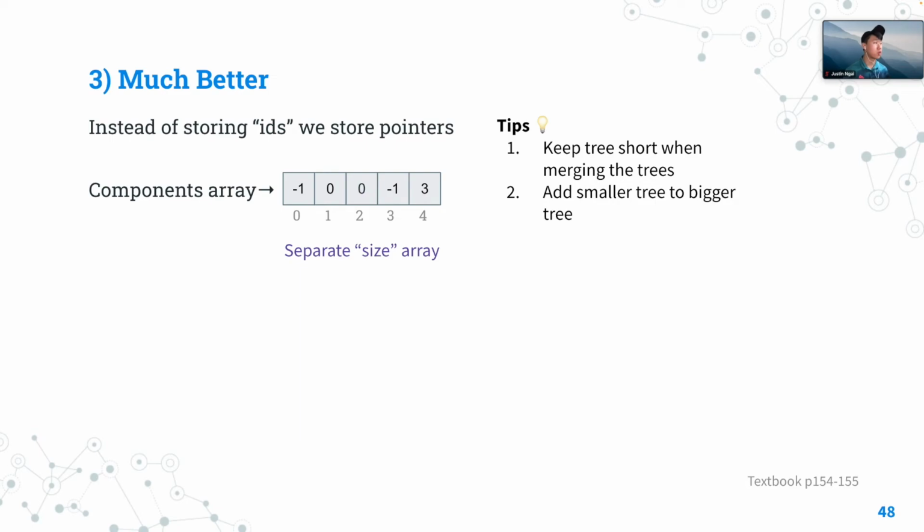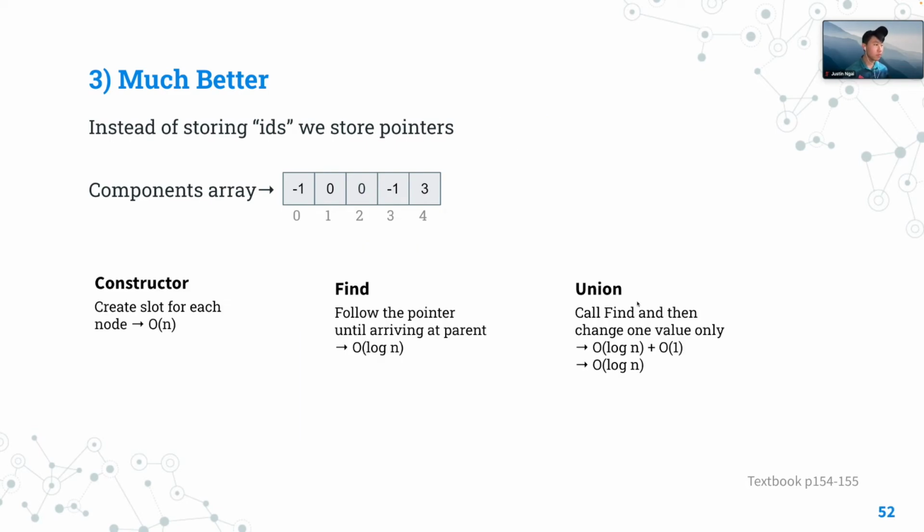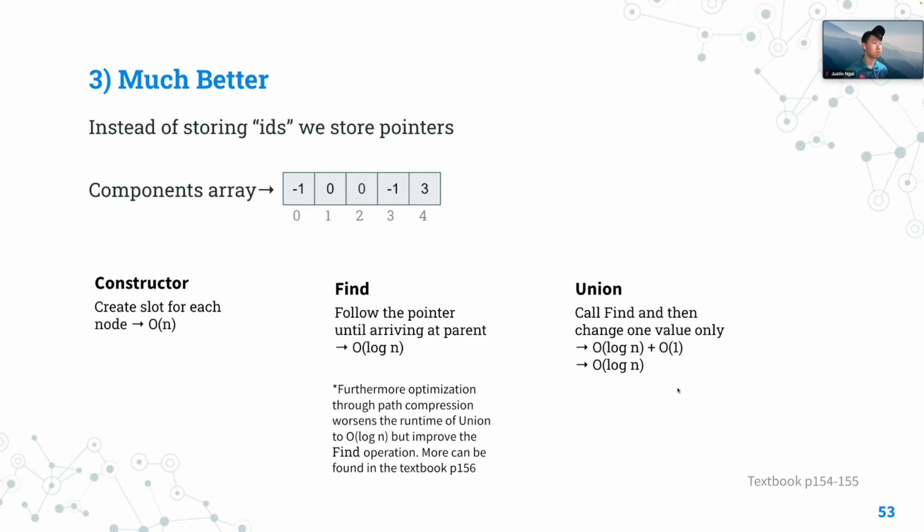Since the union operation, with the idea of keeping the tree as short as possible, would involve a call to find first before your union, I have to also include the runtime of find. So that's calling find and then updating one value in the array. That is log n time plus constant time, which is ultimately log n time.